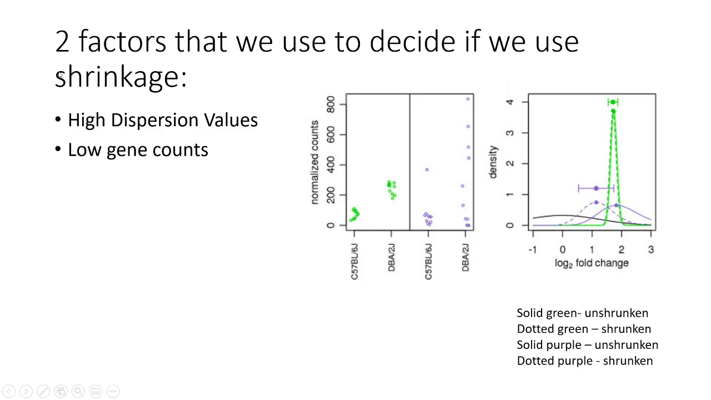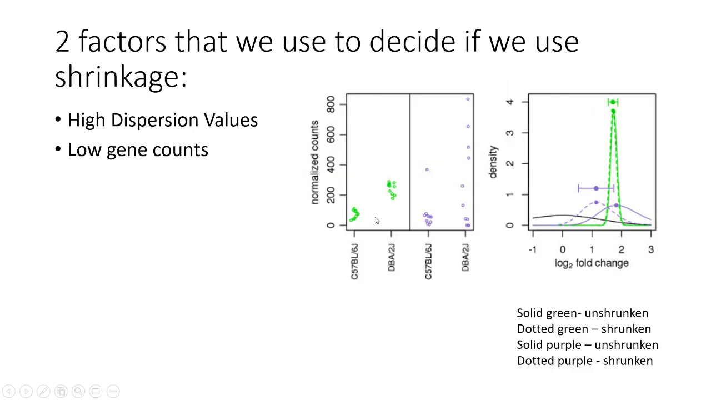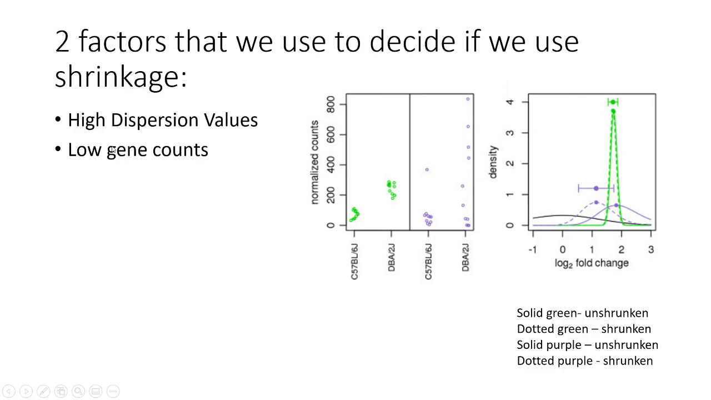And the second factor we use to decide if we want to do some shrinking is low gene counts. That was shown here. Basically all the genes over here have higher counts mapping to the gene. So all these guys over here, shrinking doesn't affect because they have really high counts. But at the lower end of the spectrum, all these guys are shrunk towards a log 2 fold change of 0. Anyway, you get the idea.